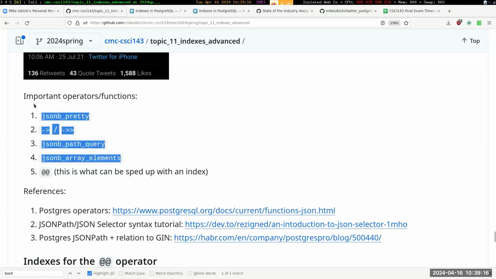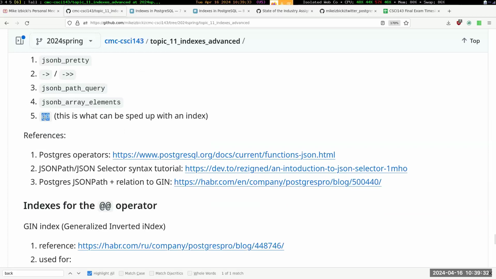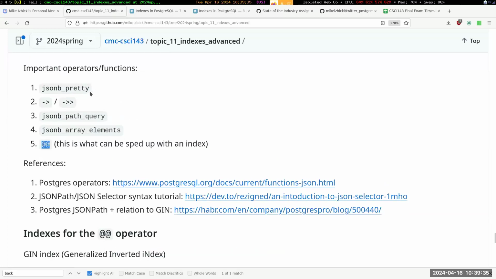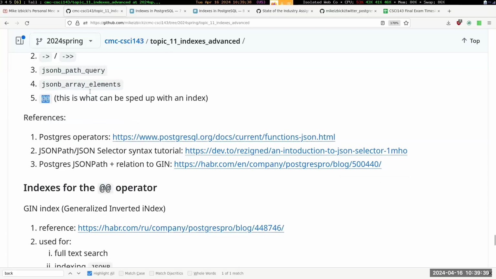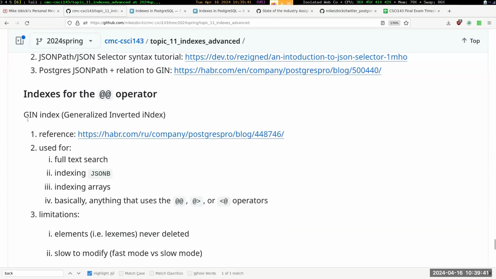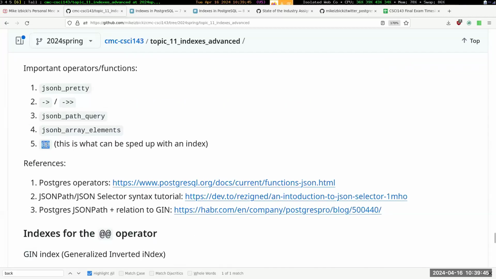All of these functions up here are not directly related to speeding up a SQL query on the JSONB operation or the JSONB type. Only the @ operation is something that can be sped up. So you'll have to figure out how you can use this @ operation to extract the appropriate information from the JSONB type. And then once you've done that, create the appropriate GIN index or RUM index to speed up that @ operation.